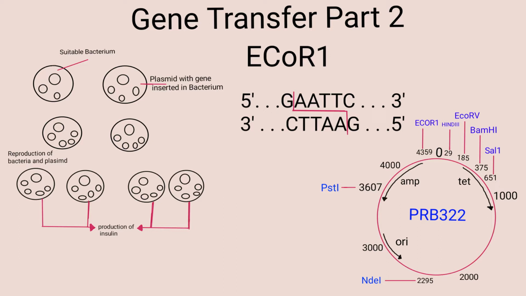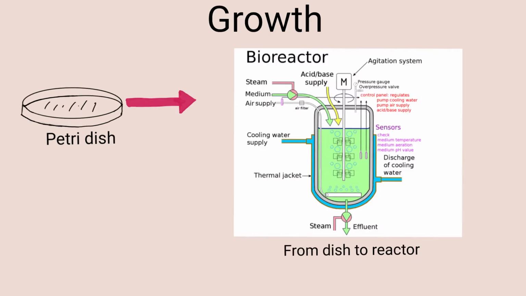The plasmids are introduced into E. coli, which absorbs them in a process called transformation. In order to speed up the process, CaCl2 and heat shock is applied to the E. coli. The second step is growth, where the E. coli are grown in progressively larger and larger containers, starting with petri dishes filled with growth medium.